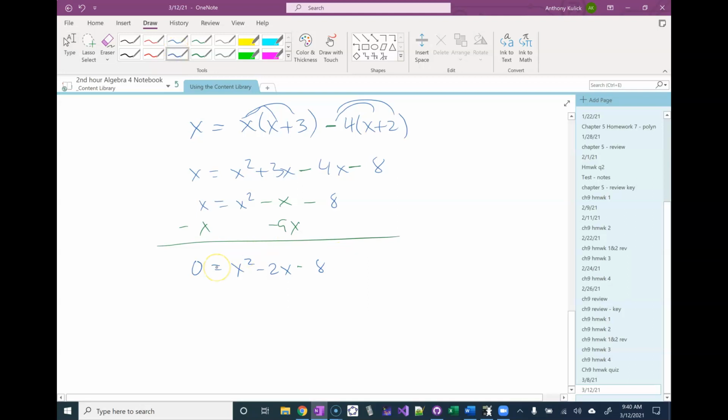So this now is a quadratic, right? To solve this, we can either try to factor this, or we can use the quadratic formula. I notice that this is factorable, so let's just factor it. Two numbers that multiply to give us -8 and add to give us -2 are -4 and +2. So my solutions there are 4 and -2.